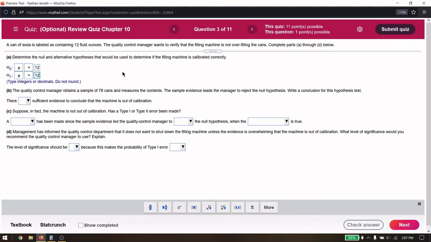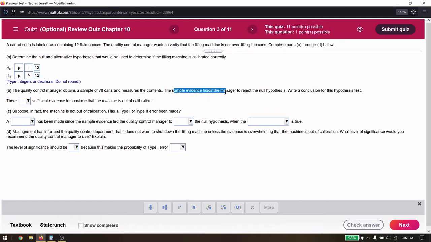If it were less than, then it would be underfilling, right? And if it says it's not filling to, or it's not at 12, that would be where it's not equal to. In this case, we're specifically concerned about overfilling the cans. So that's greater than 12. Okay. The quality control manager obtains a sample of 78 cans and measures the contents.